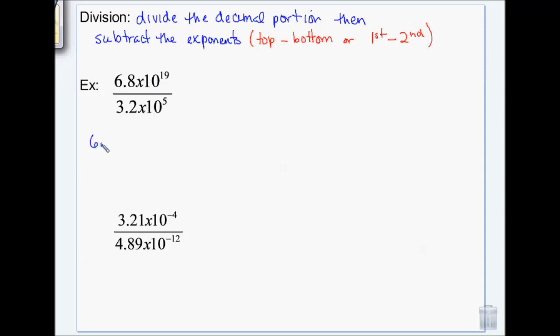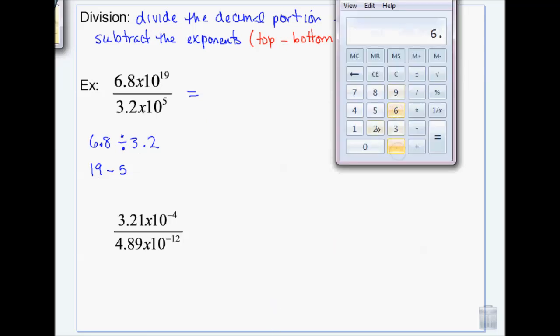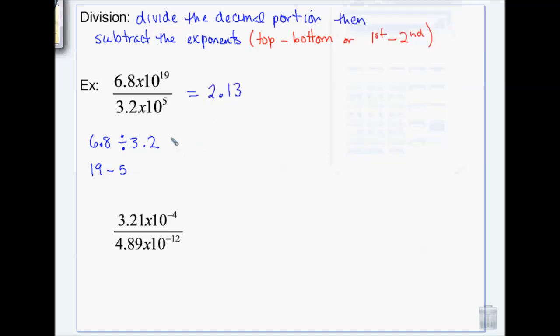So I'm going to do 6.8 divided by 3.2, and then I'm going to do 19 minus 5. So it's 2.13. And my exponent is 14, so it's times 10 to the 14th.